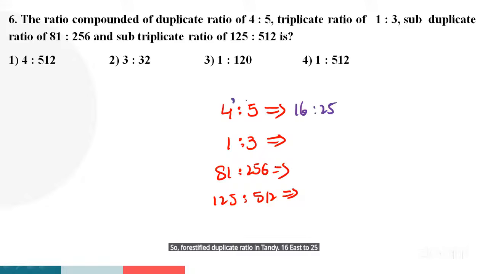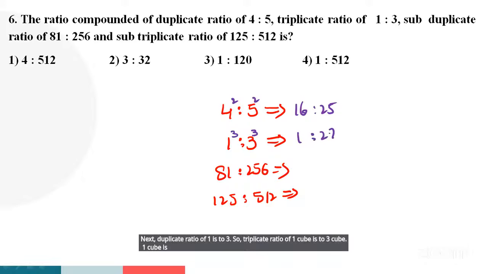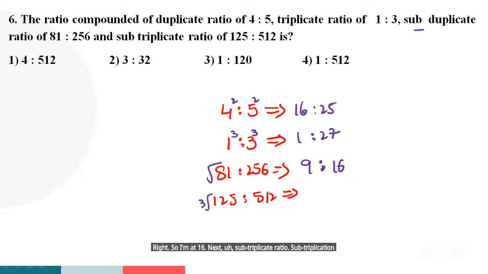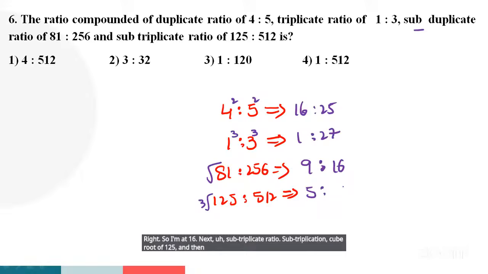What is the formula? A square is to B square. Next, the triplicate ratio of 1:3 is 1 cube is to 3 cube. 1 cube is 1, 3 cube is how much? 27. Next, the sub-duplicate ratio under root of 81. Root of 81 is how much? 9. Root of 256 is how much? 16. Next, the sub-triplicate ratio, that means the cube root of 125. 5 cube is 125, and 8 cube is 512.